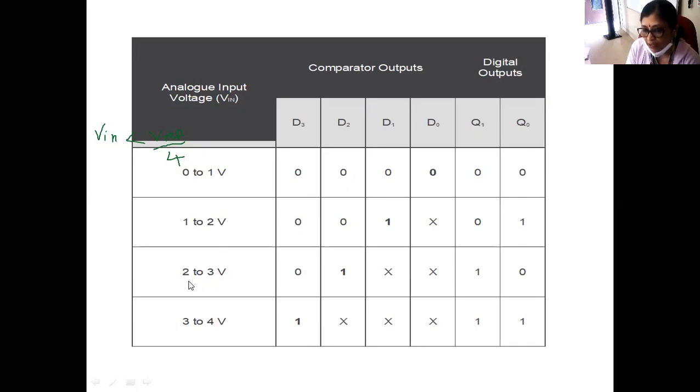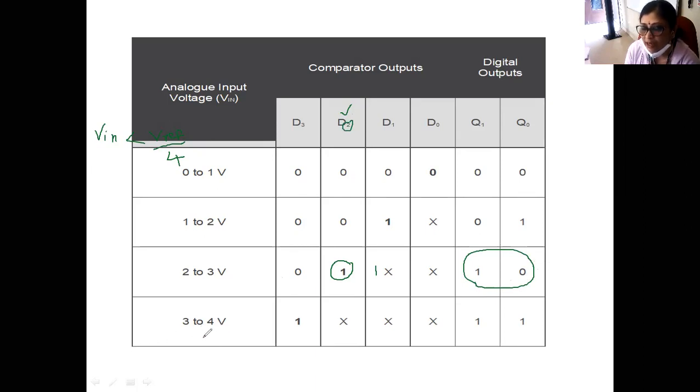So if the input voltage is in between these two values, then what is going to happen is your D2 will become 1 and D1 will also be 1. So both of these values are 1. Now, as the priority of the second input is greater as compared to the first, the digital equivalent of the second will be present at the output, which is 1, 0. This is the binary equivalent of the value 2. So the encoder will produce 1, 0 at the output.